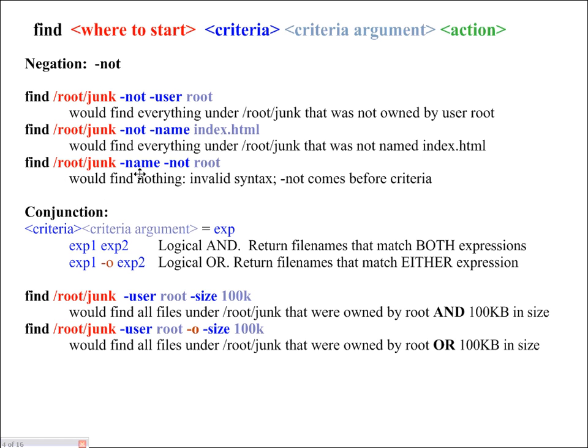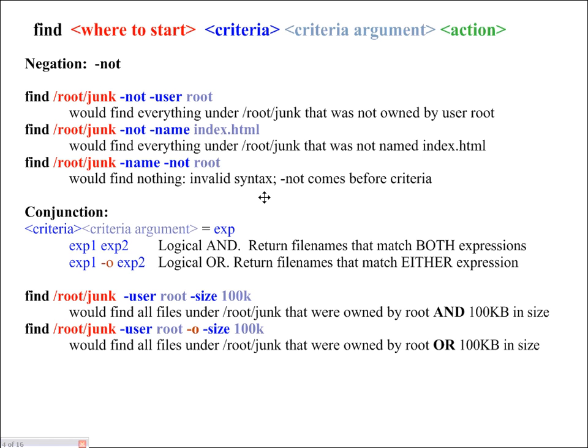If you say find name not root, that doesn't make any sense, and that's a common mistake, and I do it myself a lot of times. You can't put the not between the criteria and the argument. A lot of this command is just going to be getting your syntax straight. So it has to be not, then your criteria, and then what you're giving your criteria. Logically it makes sense in your head, you said, okay, this is not the name, but anyway, that's the way it has to work.